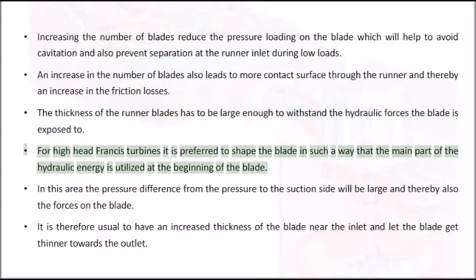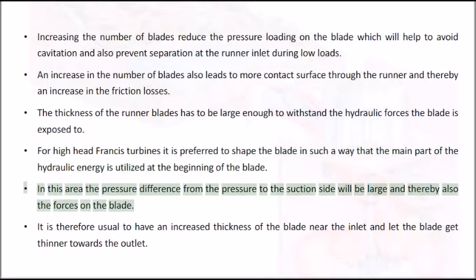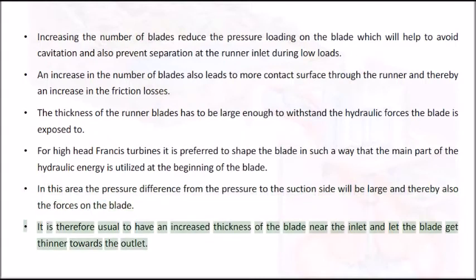For high-head Francis turbines, it is preferred to shape the blade in such a way that the main part of the hydraulic energy is utilized at the beginning of the blade. In this area, the pressure difference from the pressure to the suction side will be large and thereby also the forces on the blade. It is therefore usual to have an increased thickness of the blade near the inlet and let the blade get thinner towards the outlet.